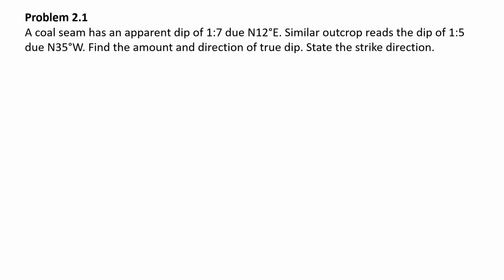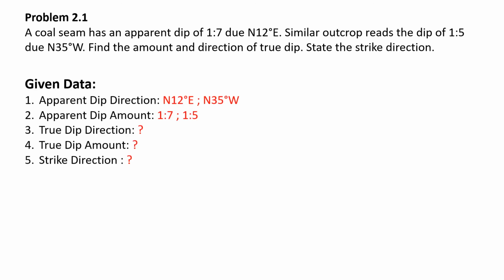The first one says the coal seam, meaning a coal bed, has an apparent dip of 1:7 due north 12 degrees east, and there is a similar outcrop which reads the dip of 1:5 due north 35 degrees west. Find out the amount and direction of the true dip. State the strike direction.